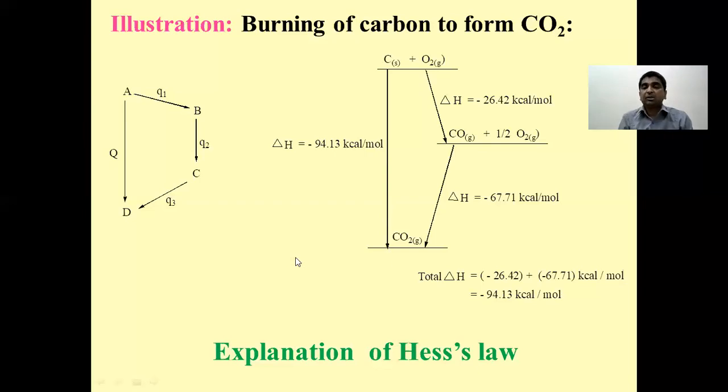So according to Hess's law of constant heat summation, the energy changes or the amount of heat absorbed or evolved during a process remains the same whether that process takes place in one or several steps. So here we understand from Hess's law that if a process is taking place in one step or several steps, then whatever are the overall energy changes accompanying that process, those remain constant, right?